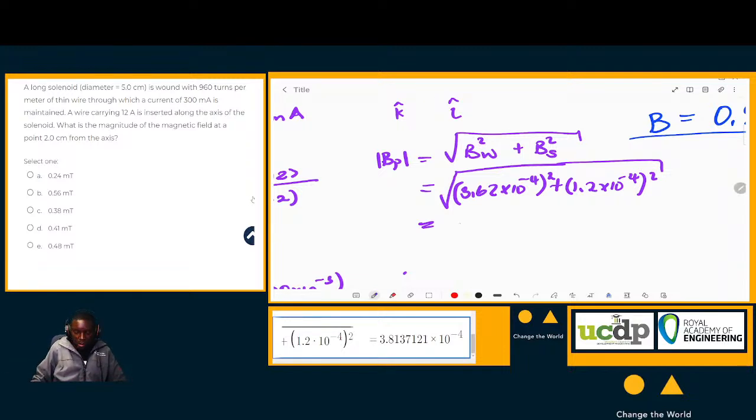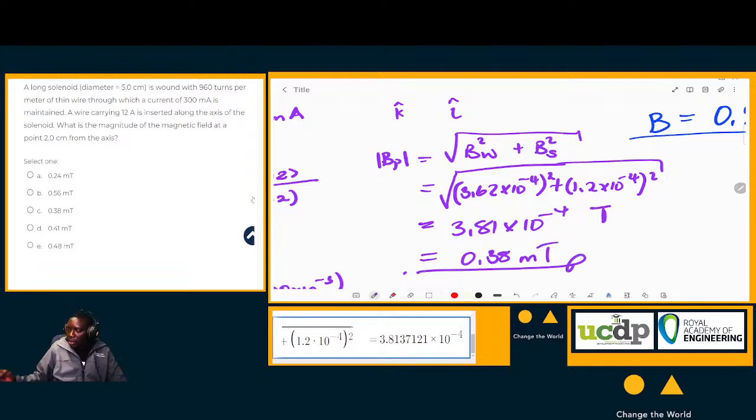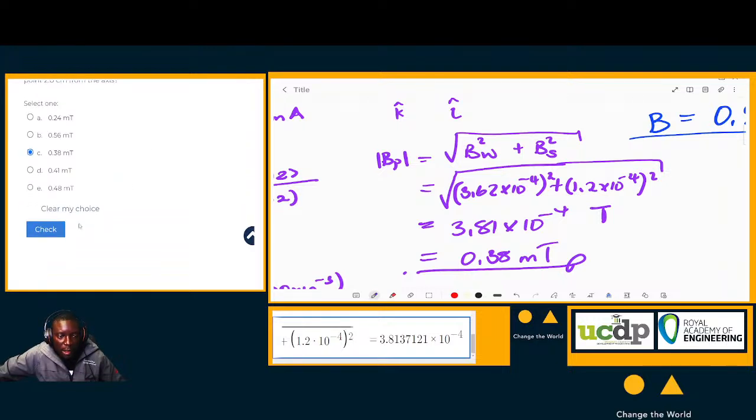3.81. So this is giving us 3.8 times 10 to the minus 4 Tesla, which is 0.38 milli Tesla, equivalent to 0.38 milli Tesla. So in terms of milli Tesla, that's 0.38, which is what we see here at C.